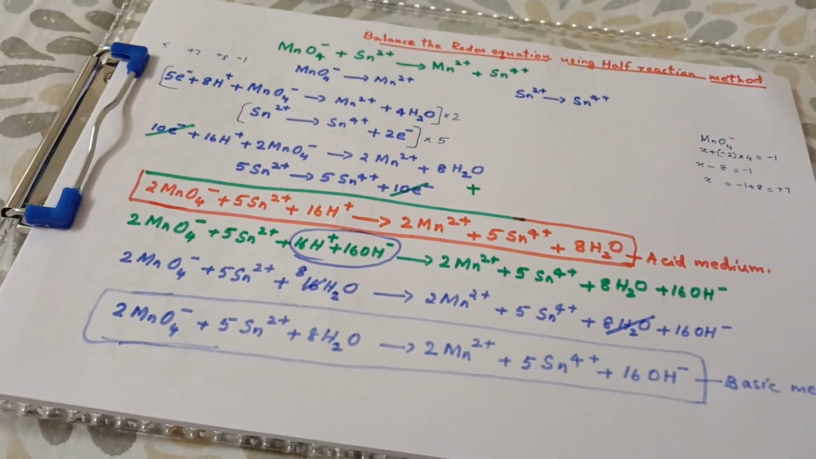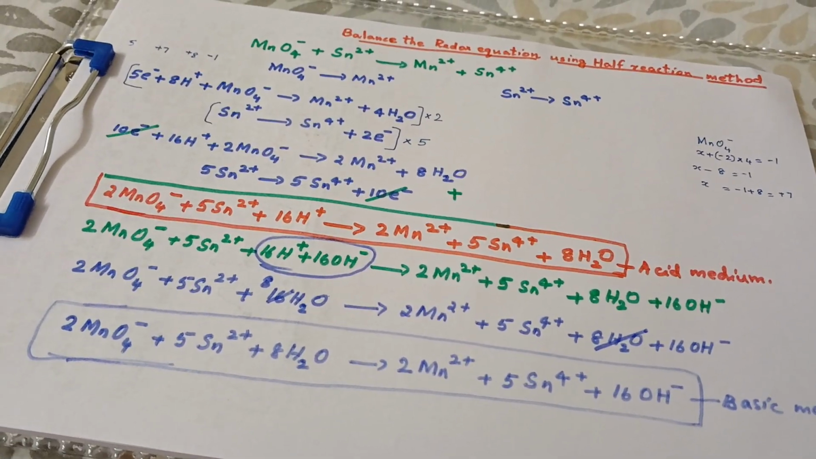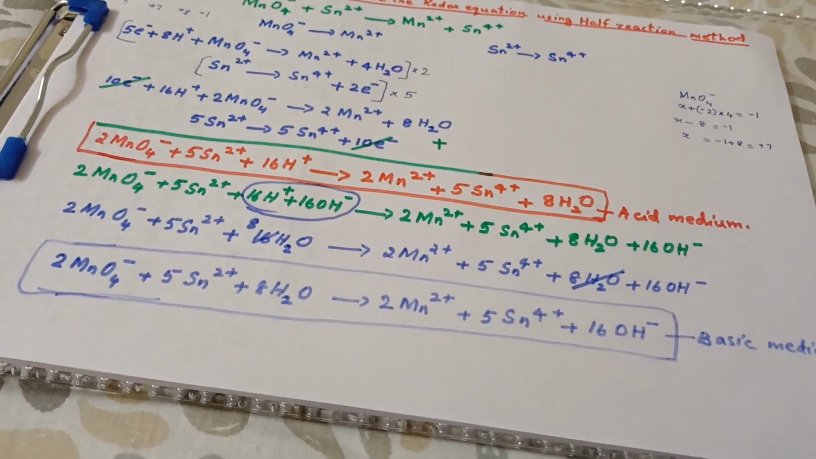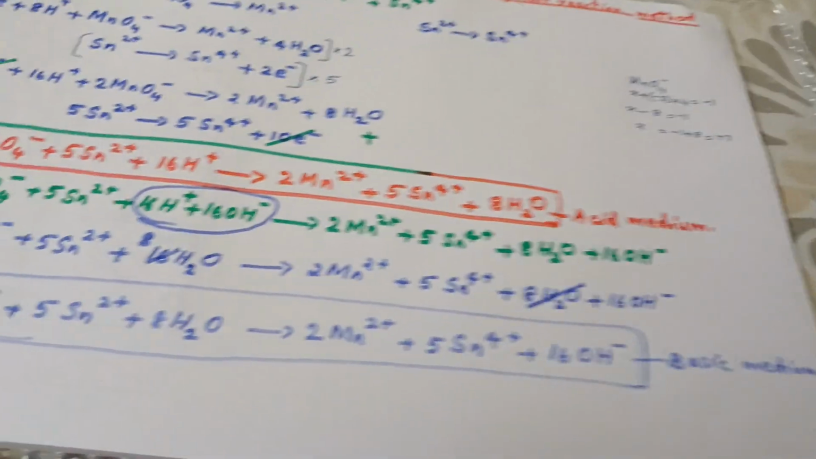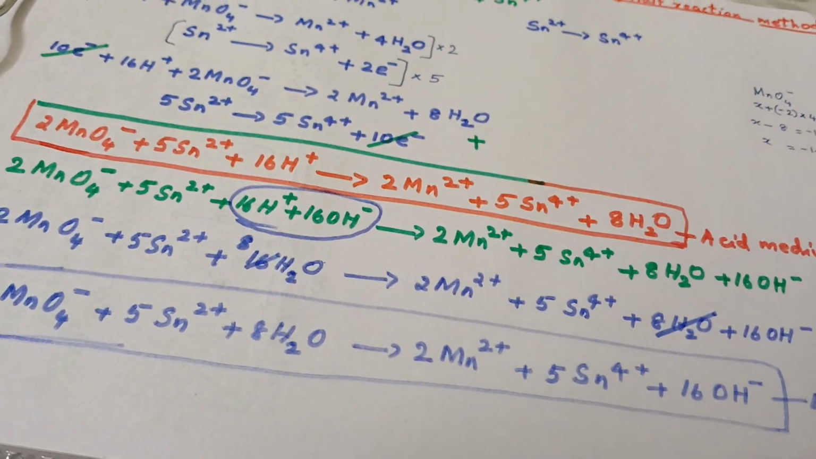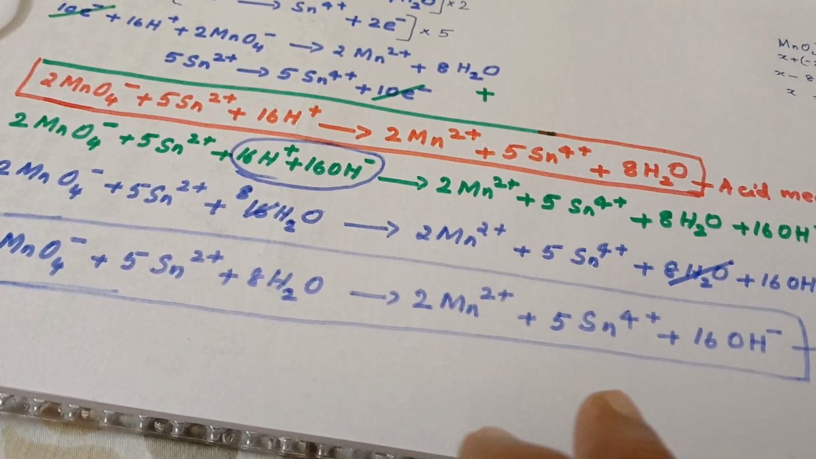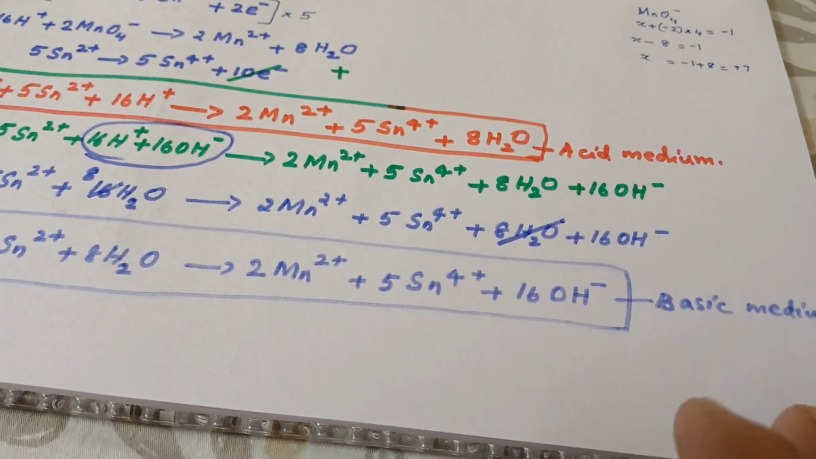So first we did it in the acid medium and then we converted it by adding as many OH minus ions as there were H plus ions, and then we converted it into the basic medium.